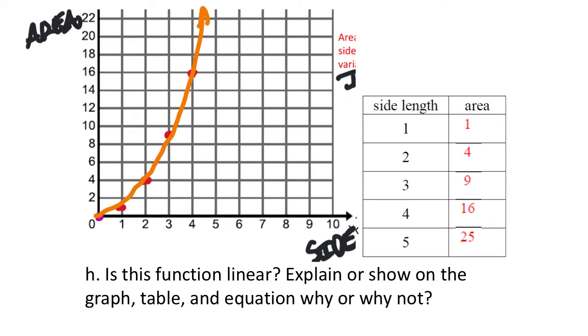All right, is it linear? Yeah, we've already answered that. It's not linear, not only because the graph is not a straight line, but also because in the table we showed that it does not have a constant rate of change.